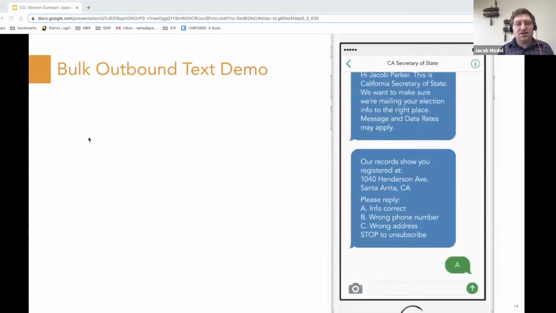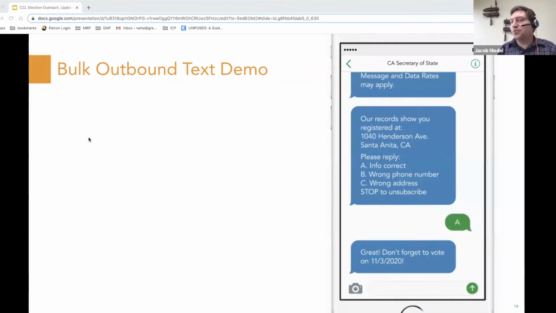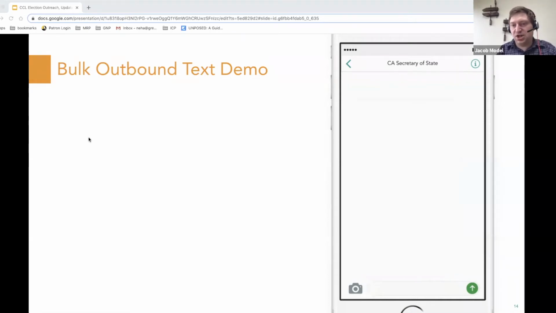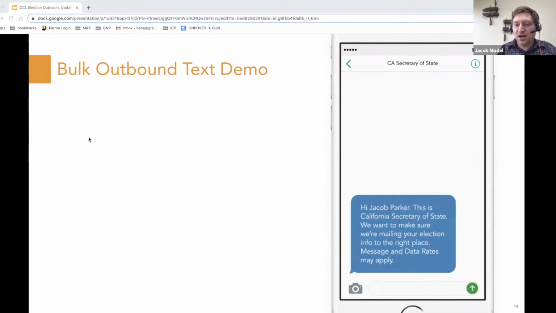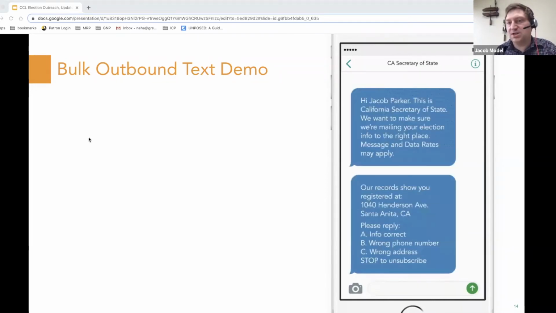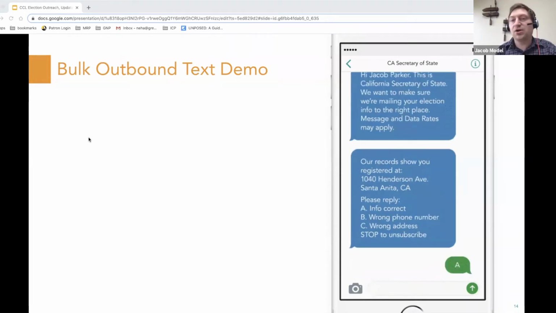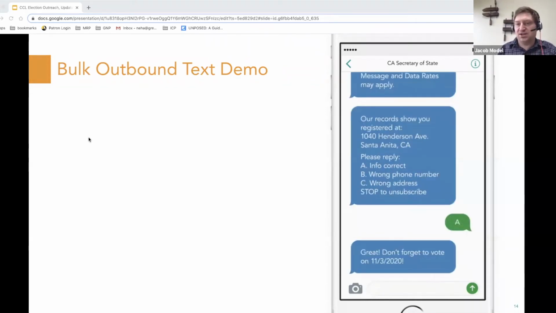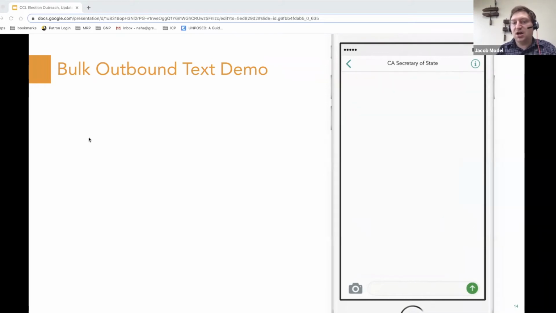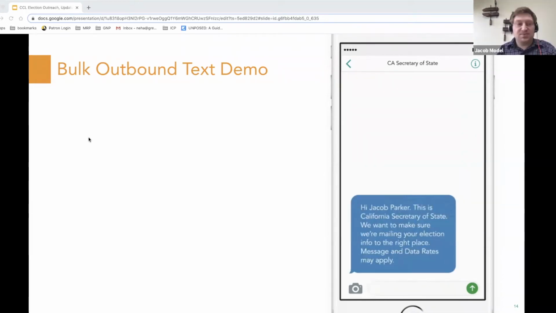So here's just a demo that we mocked up of what a sample outbound message could look like. The first message, which will appear in a second, is a mock-up of what you might do if you wanted to send people their current registration information to double check that it's okay. And as you can see in the multiple choice, there are a few options to verify that information, to report that it's a wrong phone number because maybe someone's cell phone number has changed, that obviously happens.